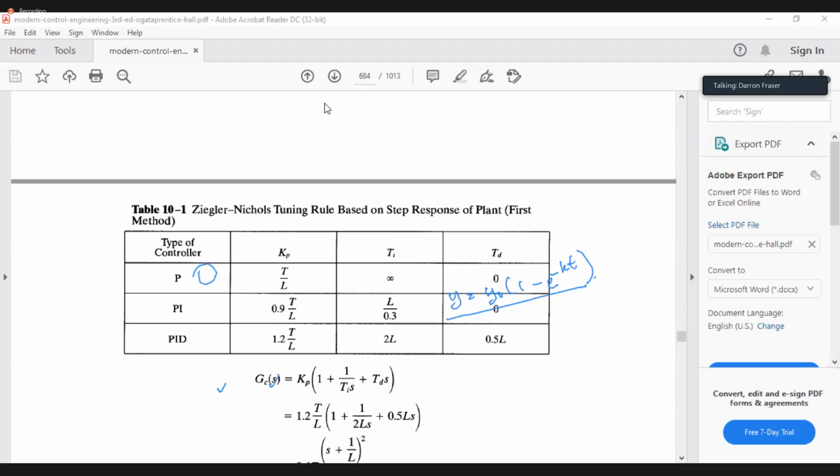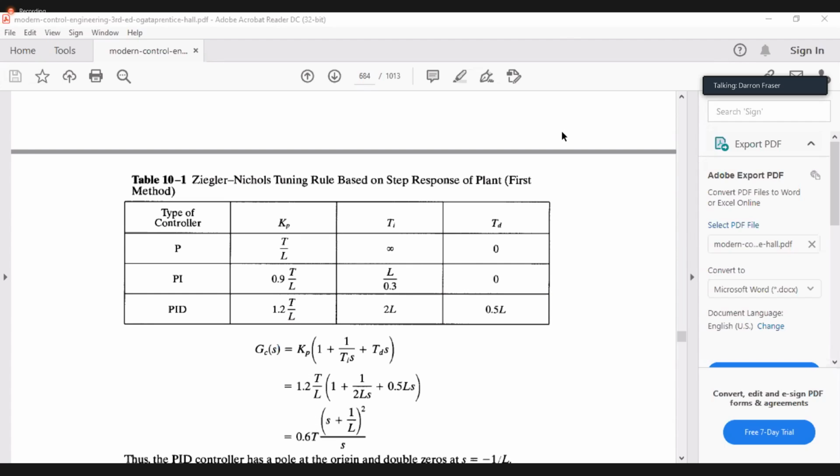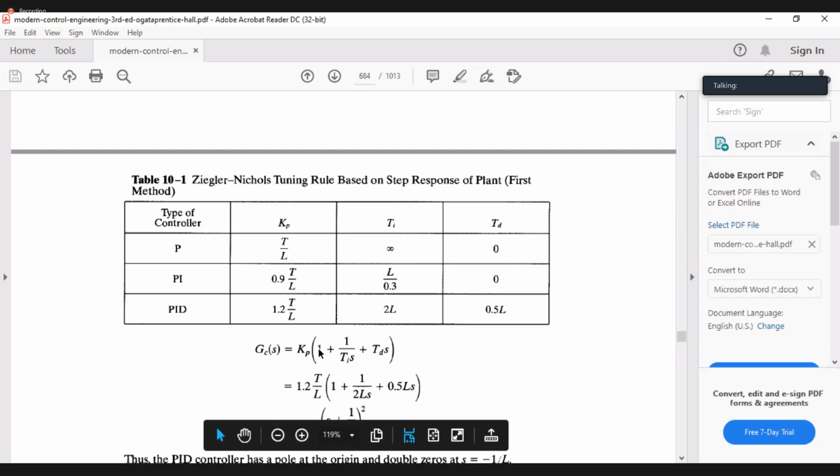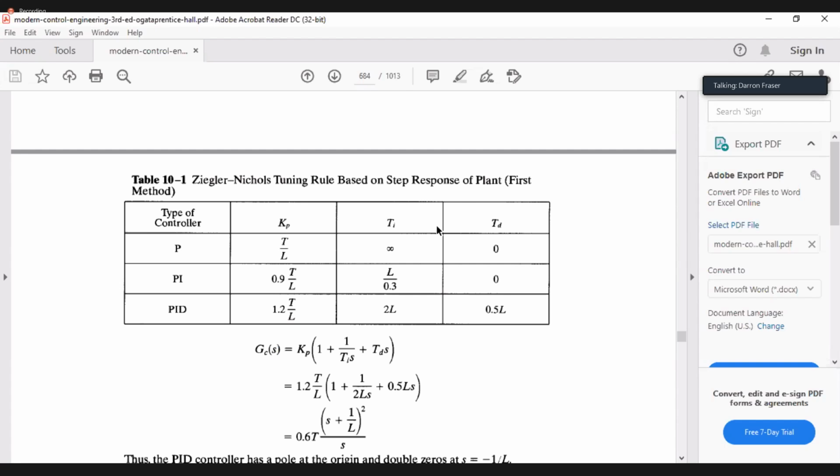And again, just making the point that the tuning rules are determined empirically. Once you determine T and L and K, once you determine those values, then you now have to choose the controller that you are going to use.